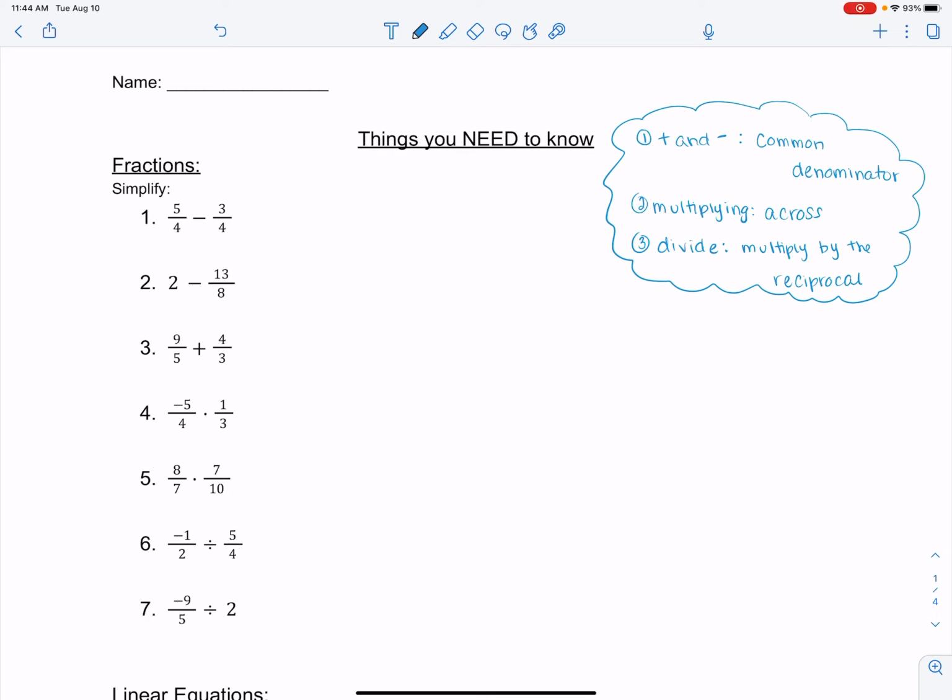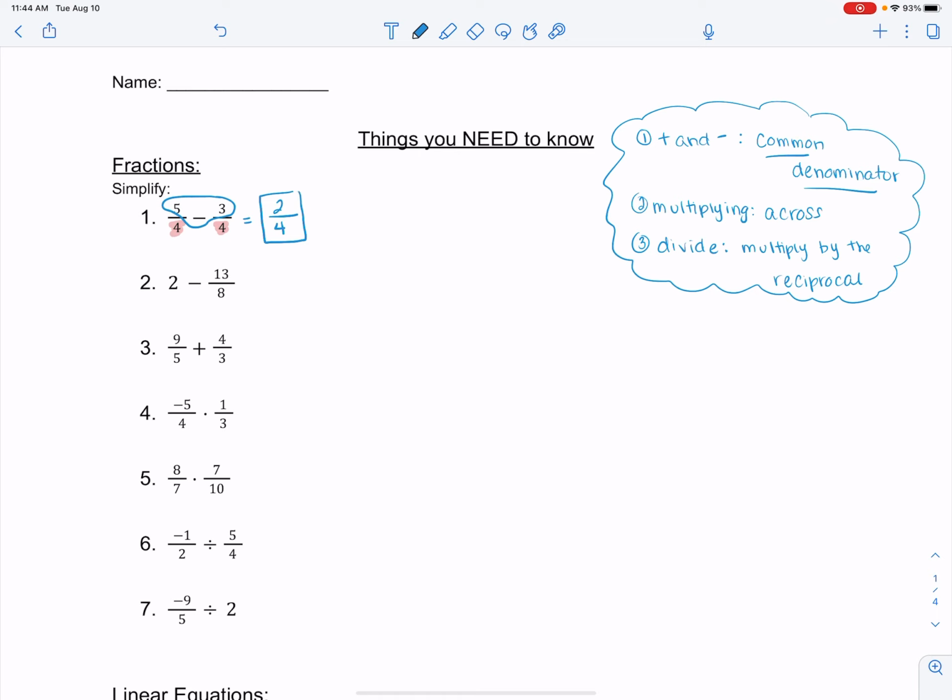So first we have 5/4 minus 3/4. We're subtracting, so we need to look for a common denominator. But if you notice, the denominators are both 4. So I have a common denominator, and when you subtract and add, you need to keep the denominator. So it doesn't change. But your numerators are going to follow the operation. So 5 minus 3 is 2. So 5/4 minus 3/4 is 2/4.